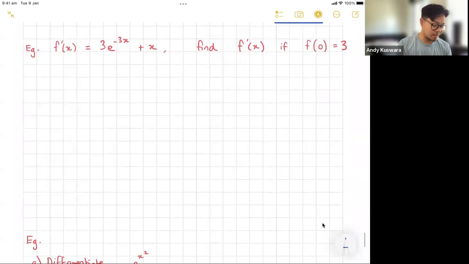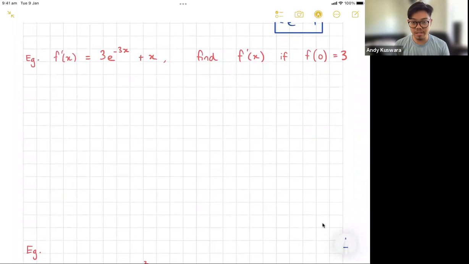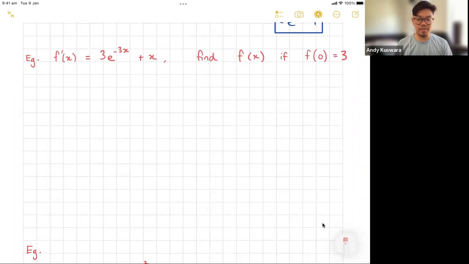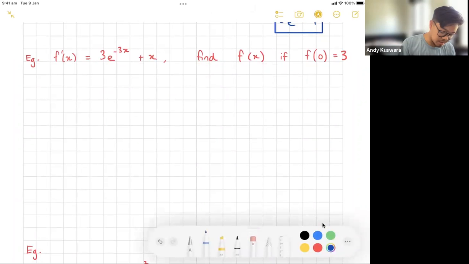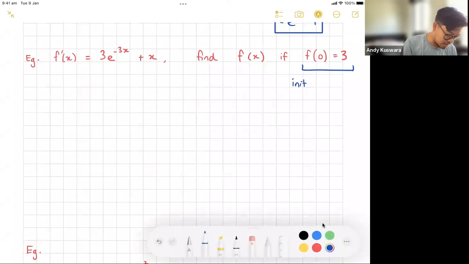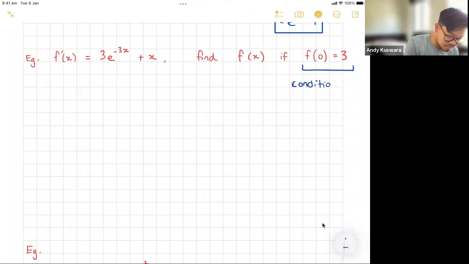Okay. Now, another very common type of question is they're going to give you a derivative, and they're going to want you to find not the f dash x, sorry, but the original function. So if you've been given the first derivative and you want to find the original function, you're going to have to integrate. And they also give you something here, and I'm going to highlight this. This is what they'll often call the conditions, and it's basically to help you find C.